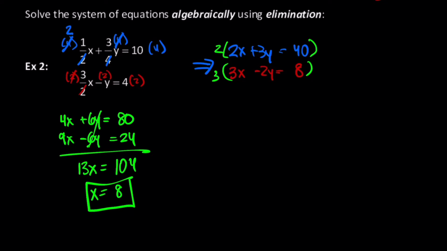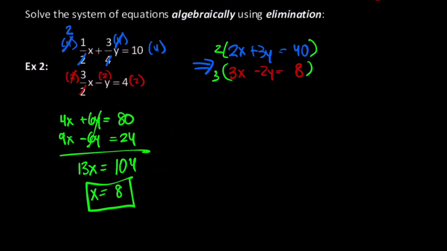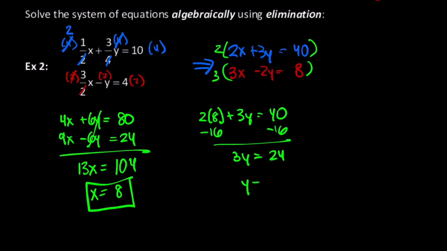Now to get your y value, you've got a bunch of choices here. You can take this value of x and plug it in here, or plug it in there. I'll probably pick one of these two, and probably that top one looks easiest. So 2 times 8 plus 3y equals 40. 2 times 8 is 16, so let's subtract 16 from both sides. That gives me 3y equals 24, so therefore y equals 8.